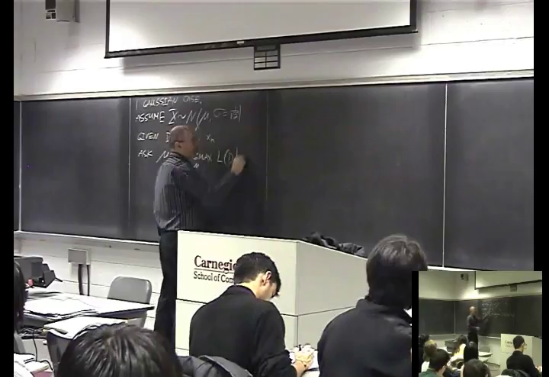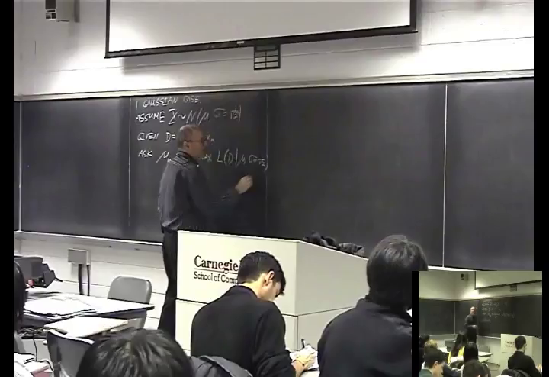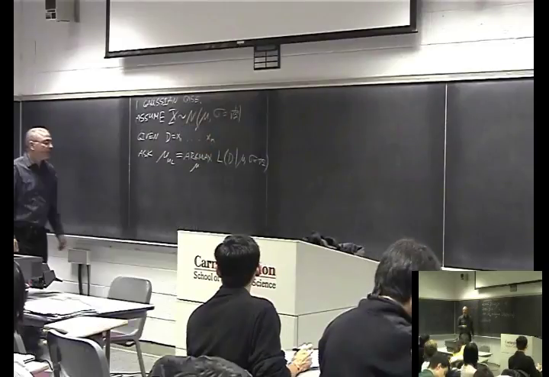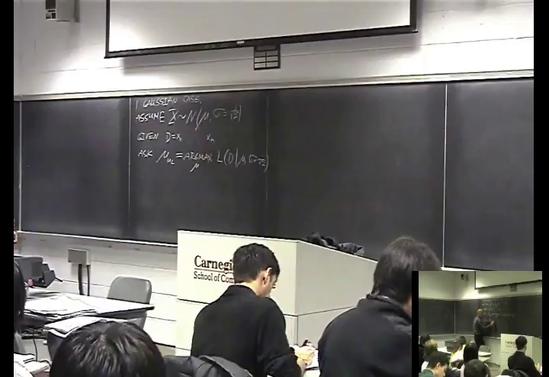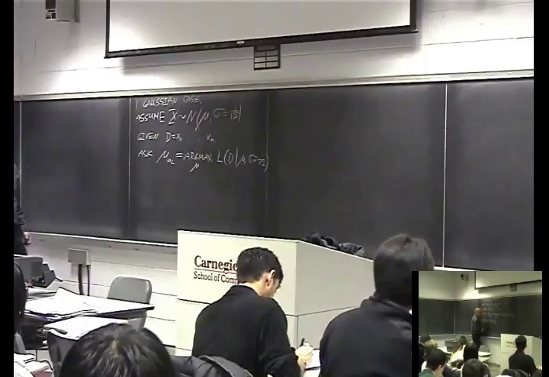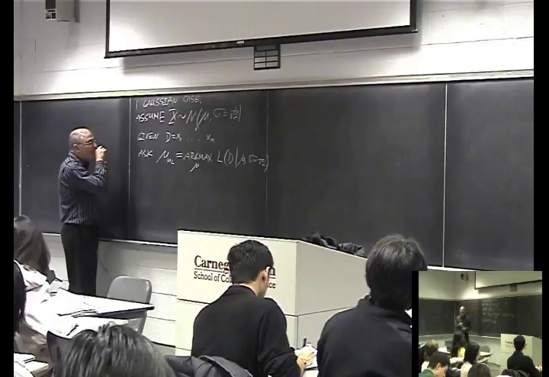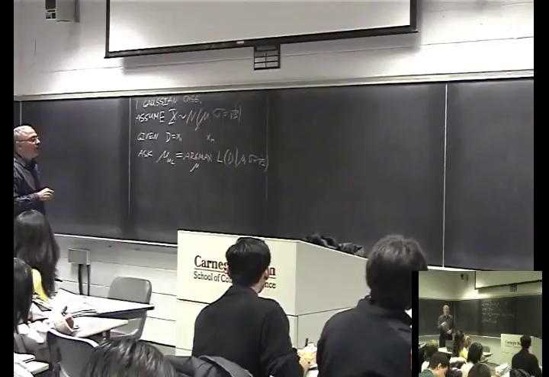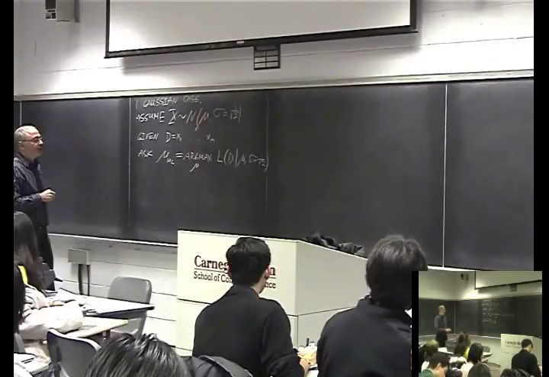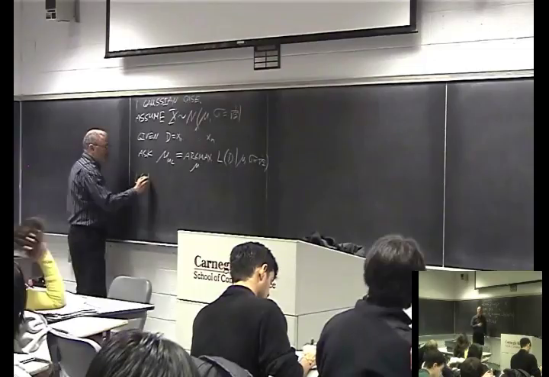First I use the IID property to say that it's a product of the likelihood of each one of the elements of the data. Likelihood of xi given the parameters, i goes from 1 to n. I use the fact that the data is assumed to come from the same distribution, being independently drawn, IID. Nothing here is new. I'm just refreshing it in your mind.